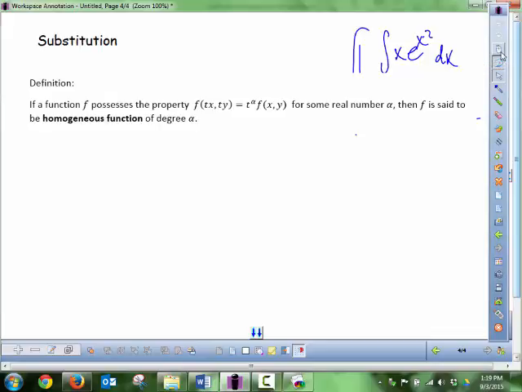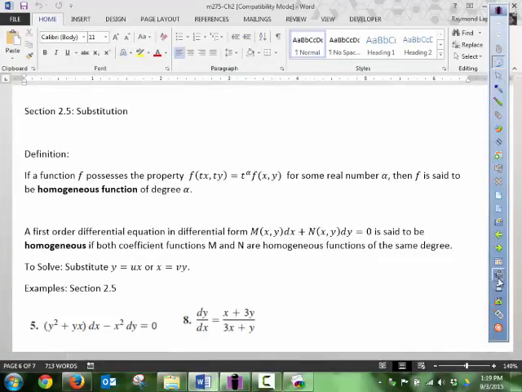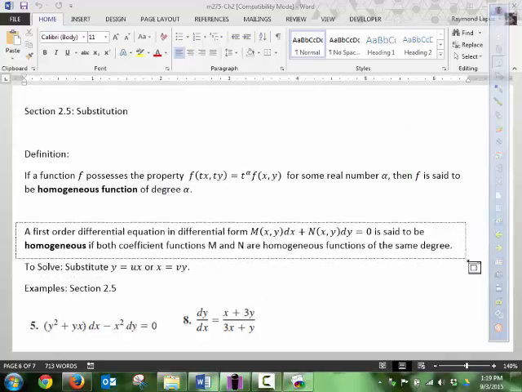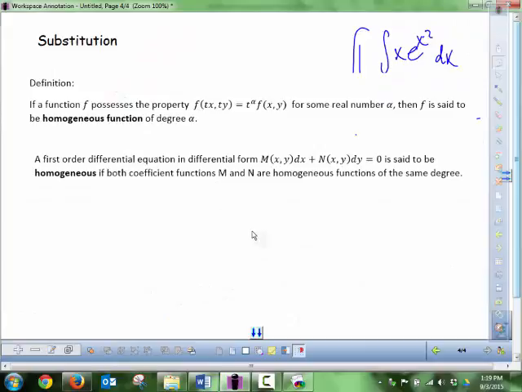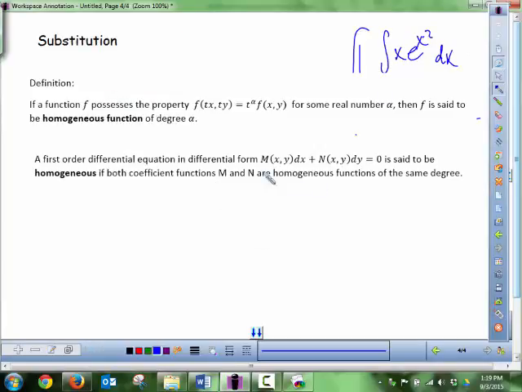So if you have a differential equation in that differential form, where you have the dx and the dy, and these functions m and n, those very same functions that we were just looking at, are homogeneous functions. That means you drop a t in there, t times x, t times y, and then you're able to factor out a t so that it'll look like the original function.